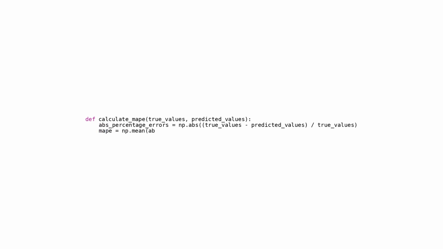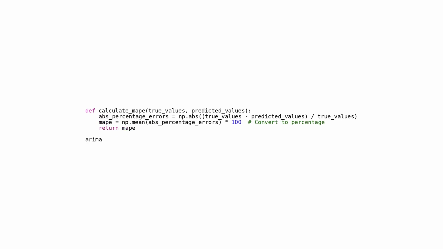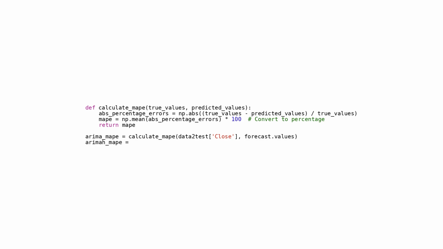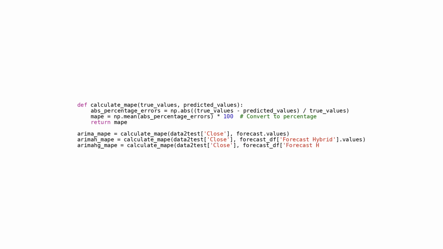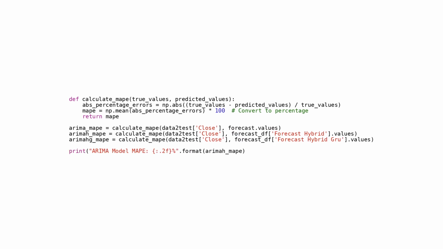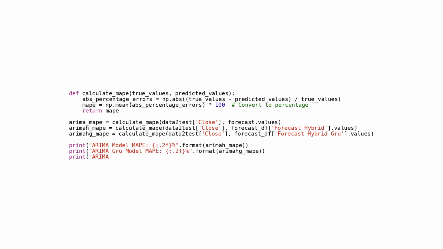they represent. The function calculates the mean absolute percentage error between predicted and true values in a dataset. It first calculates the absolute percentage error for each prediction, followed by the mean of these errors. The result is then multiplied by 100 to convert it to a percentage. This is applied to 3 sets of predictions named forecast, forecast hybrid, and forecast hybrid GRU, using the closed values from the datatwist data frame. The MAPE values for Arima, Arima with hybrid adjustments, and Arima with hybrid GRU are printed, with small formatting errors.